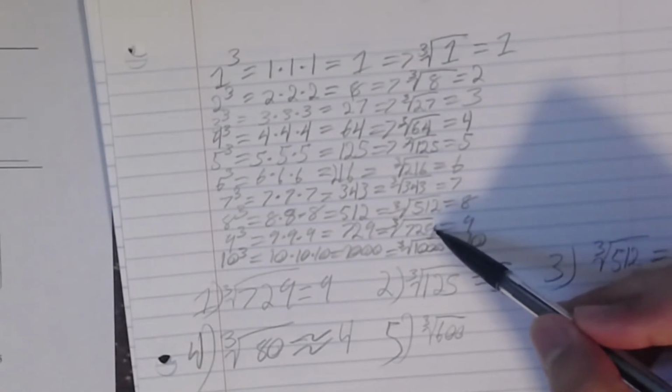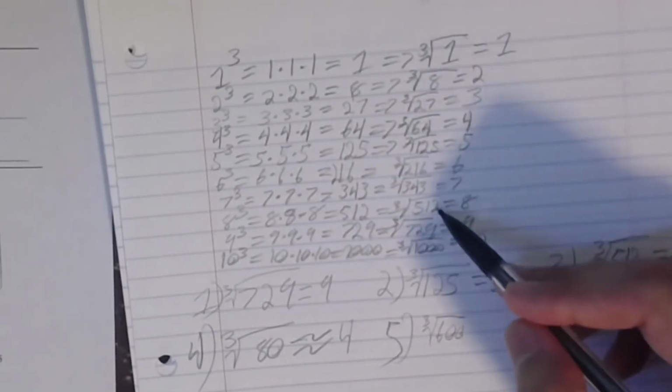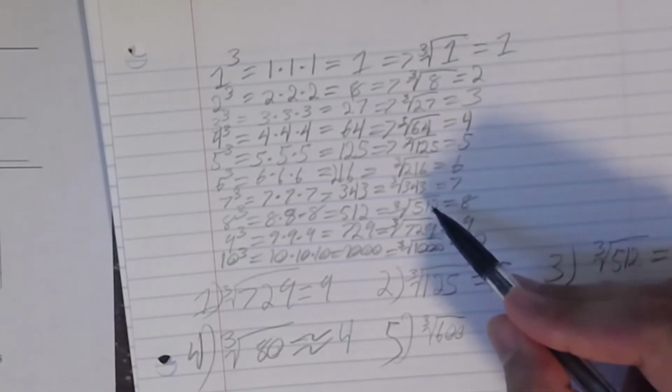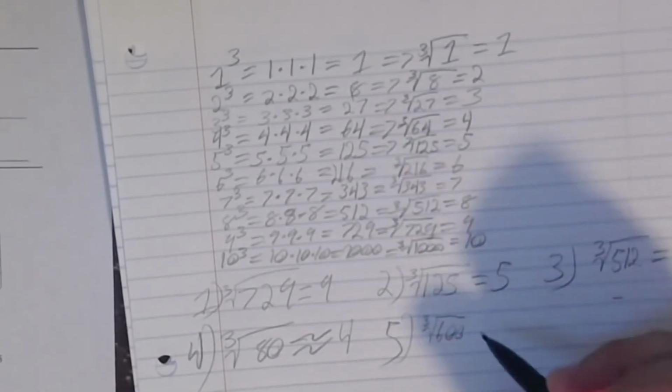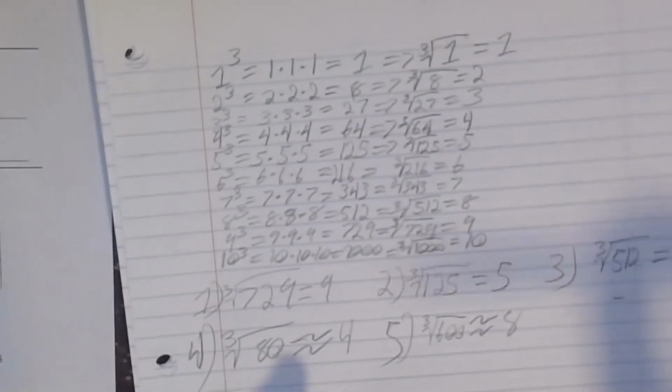Well, it's 129 away from 729, and it is 88 away from 512. So it's actually closer to 512 than it is to 729. So we can approximate this to be almost 8. Okay. I think you guys get the idea.